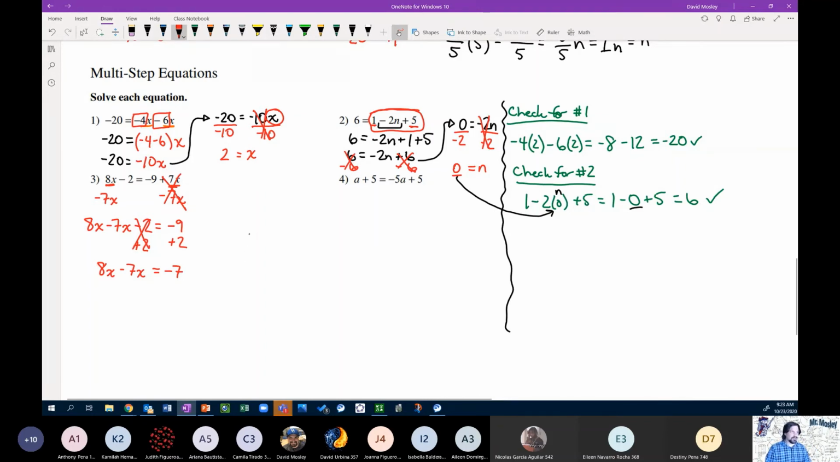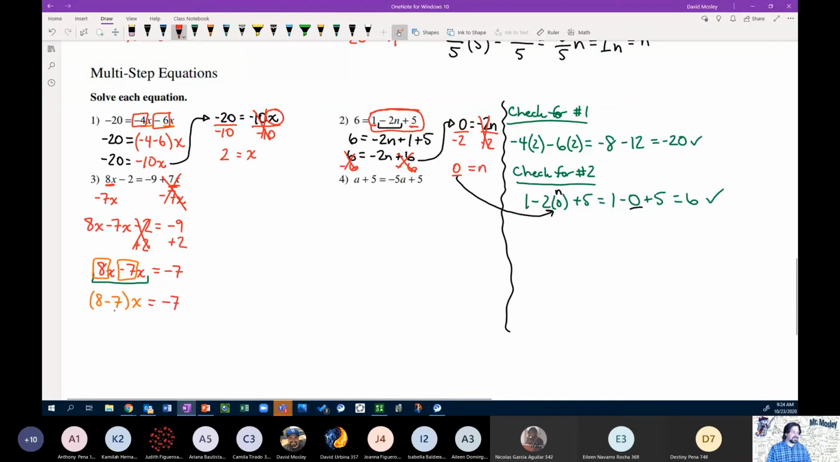Now I need to combine like terms. On the left-hand side, I have 2 variable terms, and they both have x. They have the same exact variable, so I can combine them. And again, when I do that, I look at the number in front of the variable, and I have to take the sign with it. So what I get is going to be 8 minus 7 x will equal negative 7.